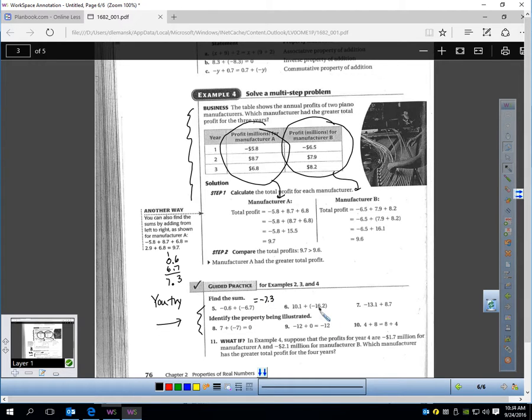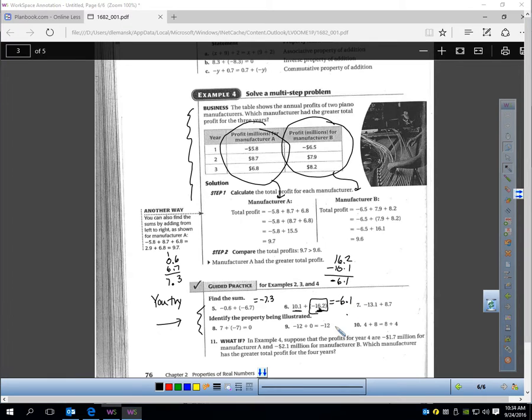Okay? Here, you notice how the signs are different. So let's just forget about the sign. 16.2 minus 10.1. Remember, when the signs are different, we're subtracting. That would give me 6.1. And now let's look at the numbers. 16.2 is bigger than 10.1, and it was negative. So put a negative in front. There's my answer, negative 6.1.